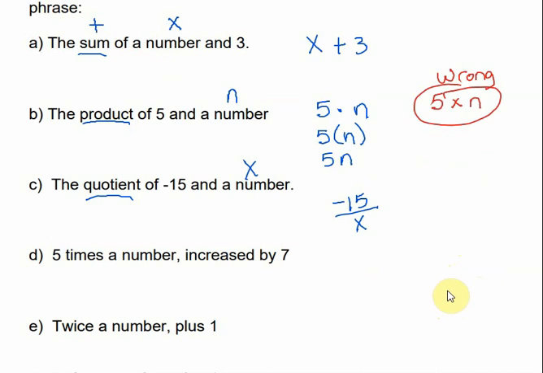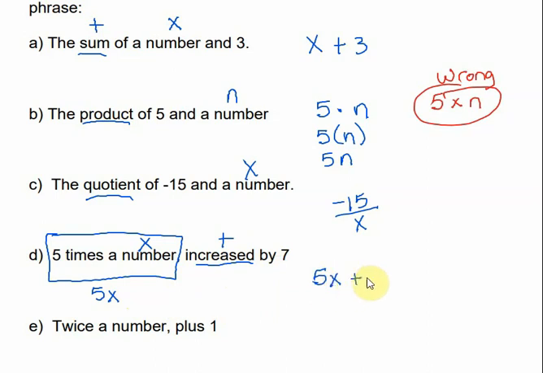5 times a number increased by 7. Okay, so this is a little bit more, so let's break it up and take it one step at a time. 5 times a number. Okay, so if my number is x, I can write 5 times a number as 5x. Okay, and then increased by means plus, or to add. 7. So to write 5 times a number increased by 7, that would be 5x plus 7.